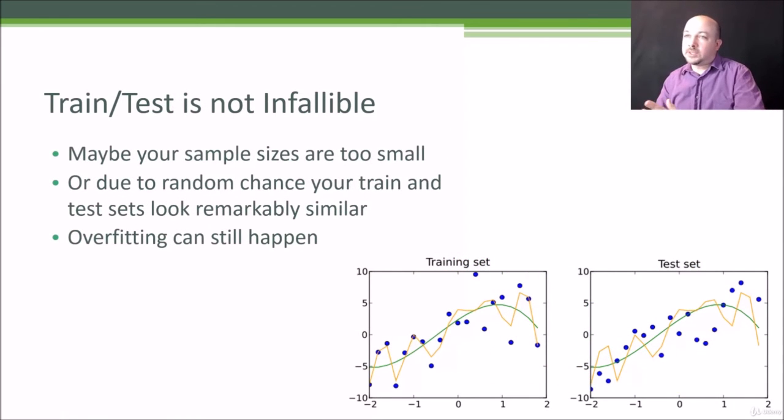Now, train/test isn't perfect. You can get misleading results from it. Maybe your sample sizes are too small, like we already talked about, or maybe just due to random chance, your training data and your test data look remarkably similar. They actually do have a similar set of outliers, and you can still be overfitting. Who knows? And you can see in this example, yeah, it can happen.